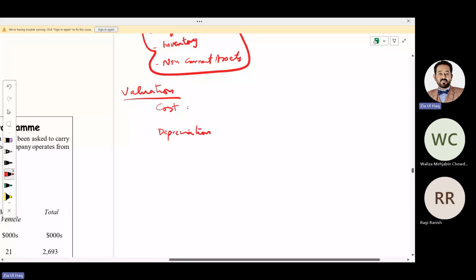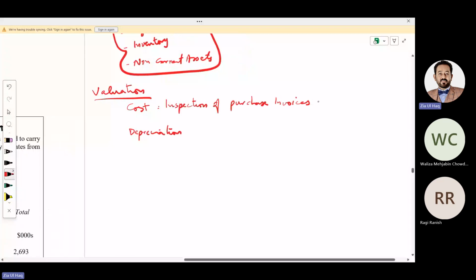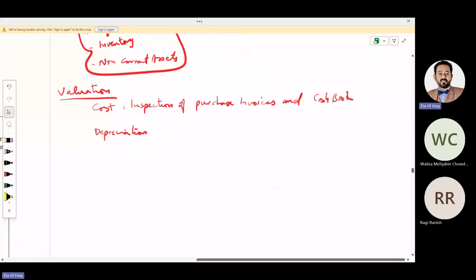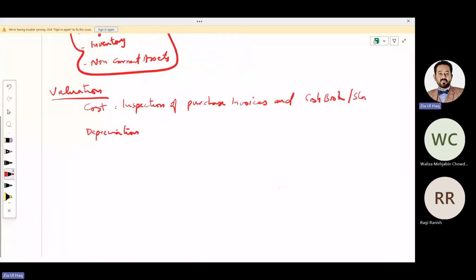How can we verify cost? Inspection of purchase invoices: at what amount the company bought, whether the company is stating cost at exactly that amount or not. And the cash book and bank statement, from where we can check whether the company paid a similar amount or not. Because an invoice could be made fake.